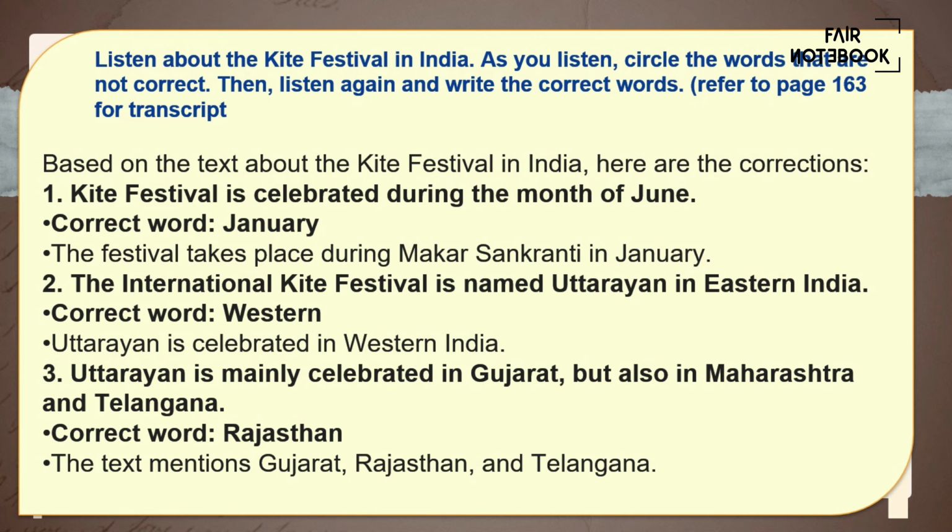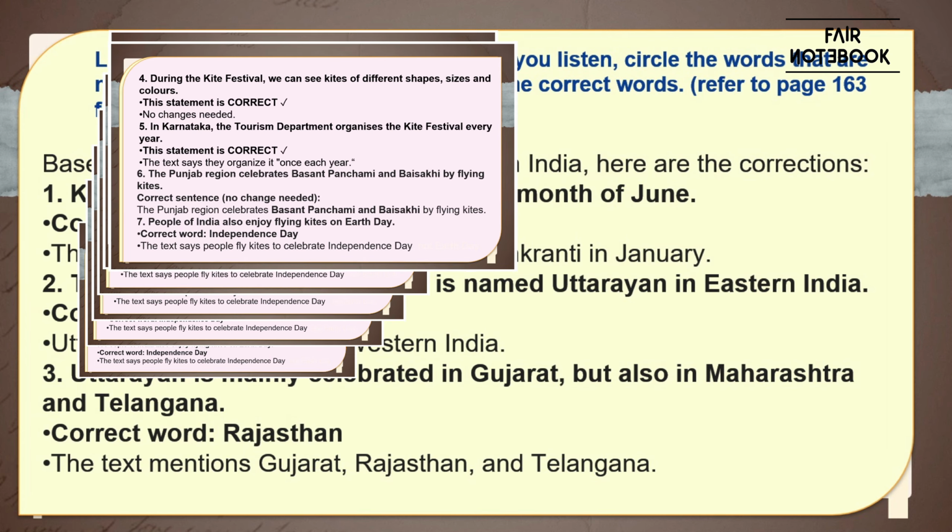1. Kite festival is celebrated during the month of June. Correct word: January. The festival takes place during Makar Sankranti in January. 2. The International Kite Festival is named Uttarayan in eastern India. Correct word: western. Uttarayan is celebrated in western India. 3. Uttarayan is mainly celebrated in Gujarat, but also in Maharashtra and Telangana. Correct word: Rajasthan. The text mentions Gujarat, Rajasthan, and Telangana.